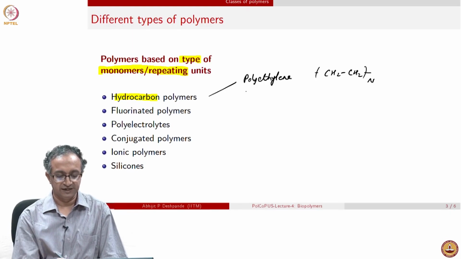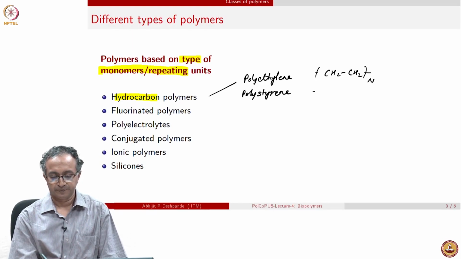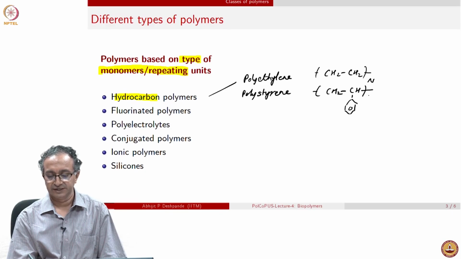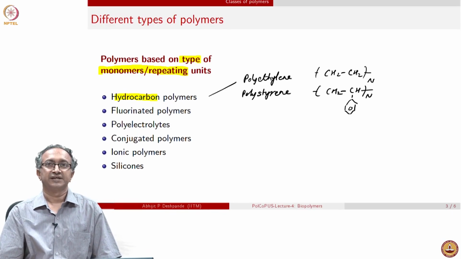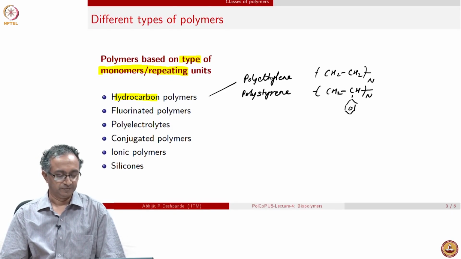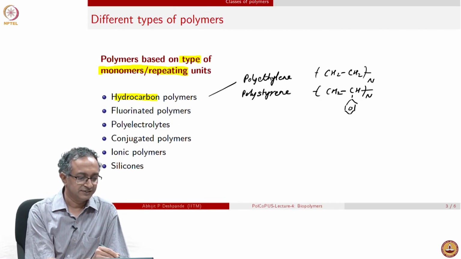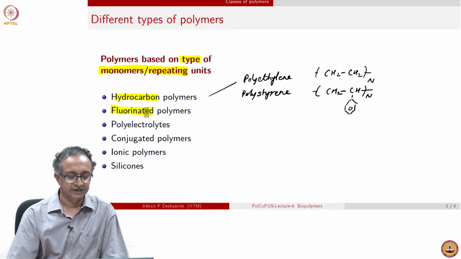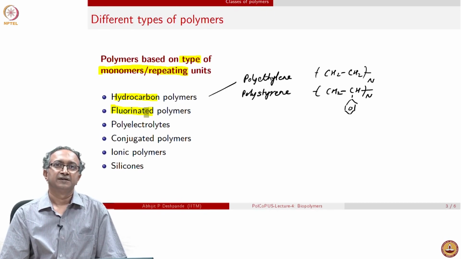Even polystyrene, for example, where you have a benzyl radical, is an example of a hydrocarbon polymer. Carbon and hydrogen form the backbone, and if there are branches and other molecular architectural details, they also will be containing carbons and hydrogen.